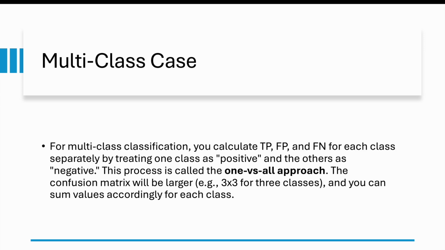So what about multi-class cases? For multi-class classification, you calculate true positive and false negative for each class separately by treating one class as positive and the other classes as negative. This process is called the one versus all approach. I will try to create a new video on this, but this is how it is calculated. Our confusion matrix will be larger, because with three classes it is 3 by 3, with 4 classes 4 by 4, and you can sum values accordingly for each class. I will not include this in this video, so we can learn it separately.